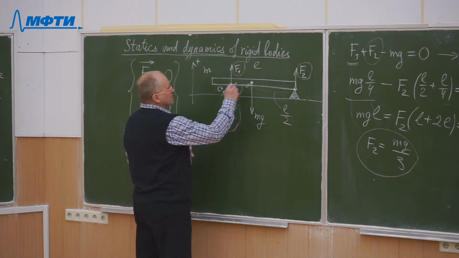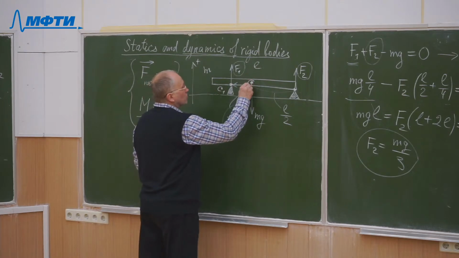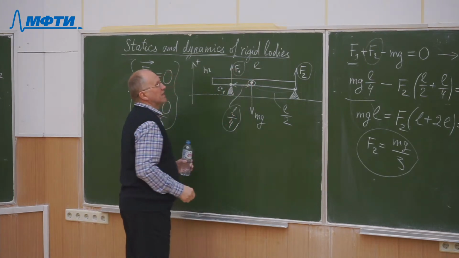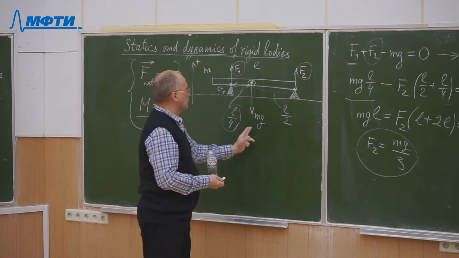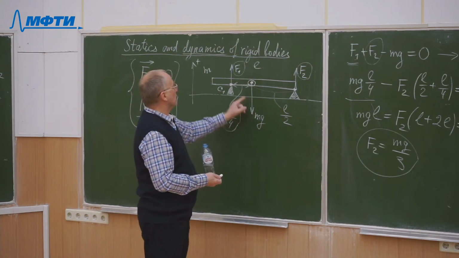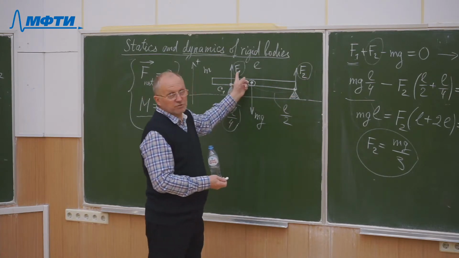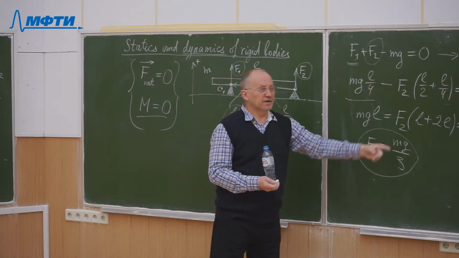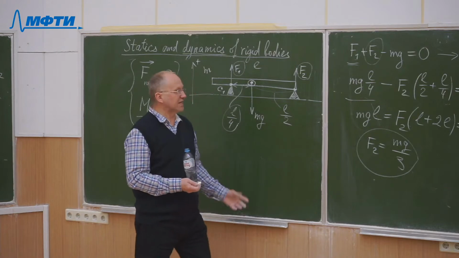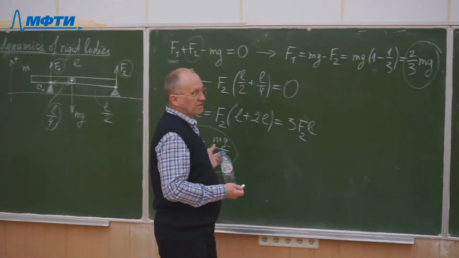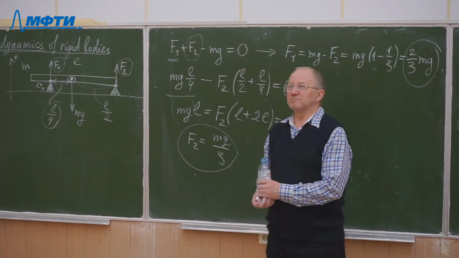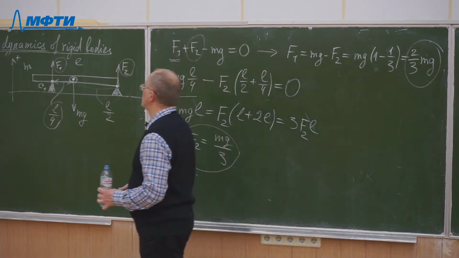I could have chosen some other point as the point of rotation, for example, the center of mass. Then the torques will be different. The torque of mg will be 0, and the torques of these two forces will be non-zero, and they will differ from what I have written here. But the final answer will be the same. The final answer for forces F1 and F2 will be the same. You may check it at home.